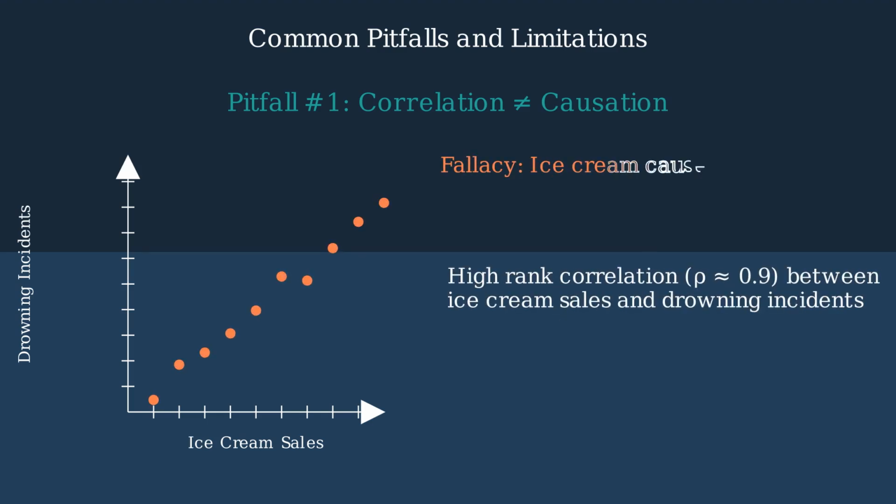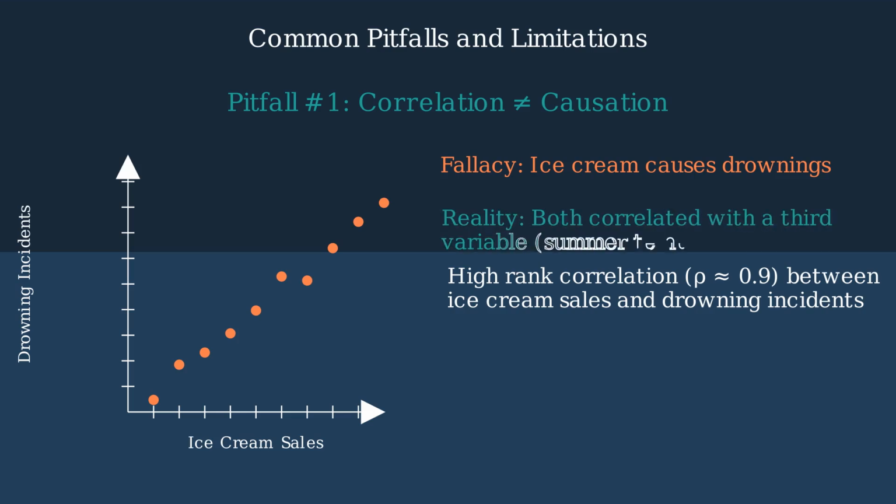For example, ice cream sales and drowning incidents show a strong rank correlation, but this doesn't mean ice cream causes drownings. Both are actually influenced by a third variable, summer temperature.